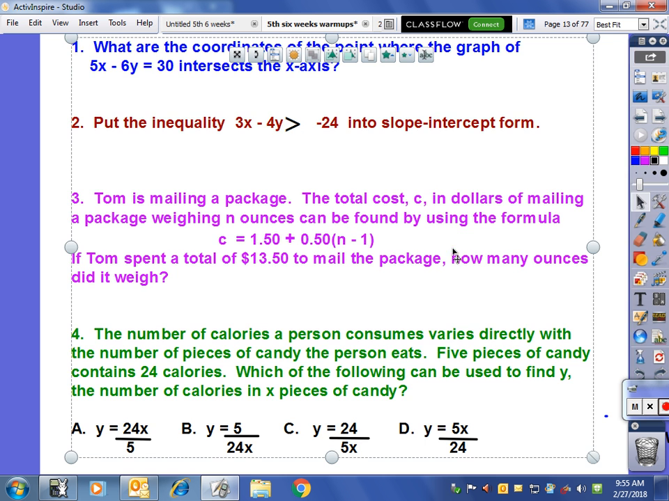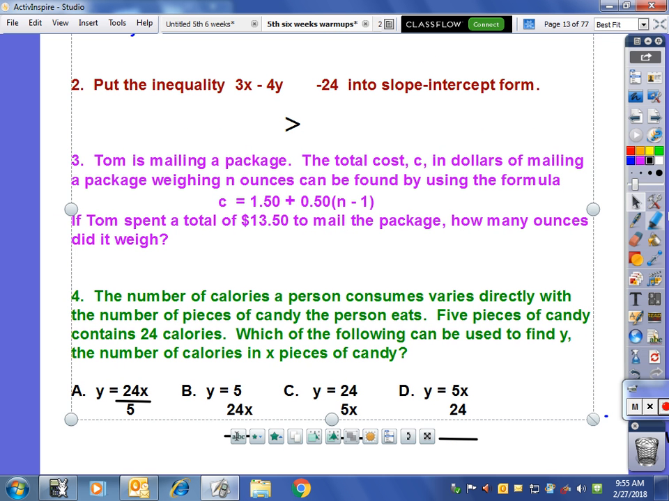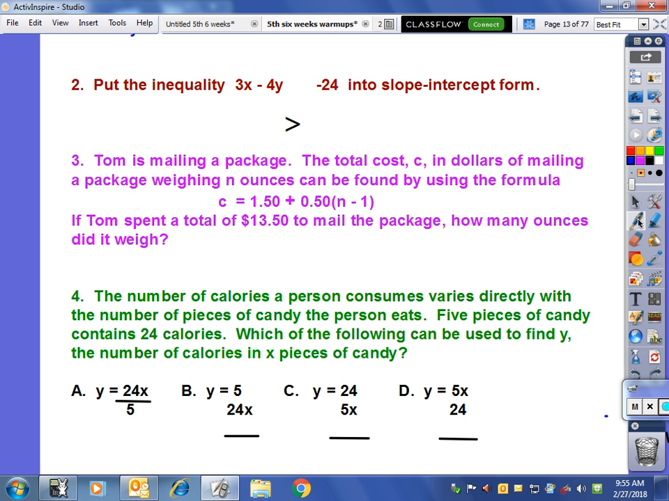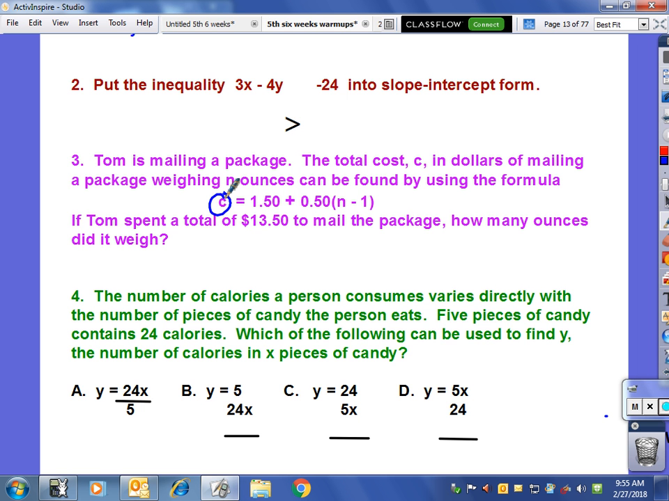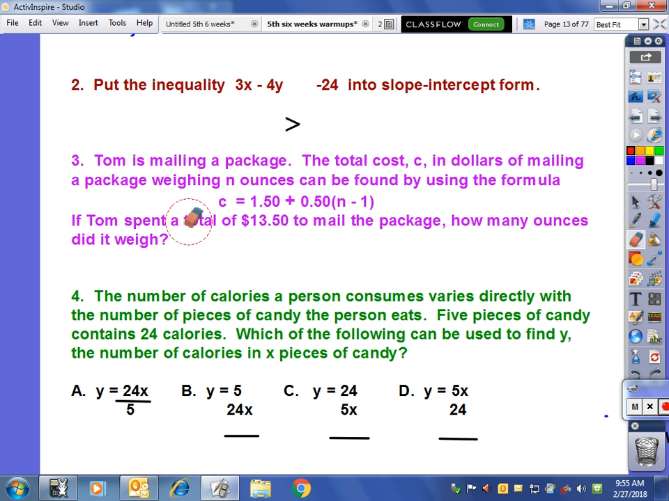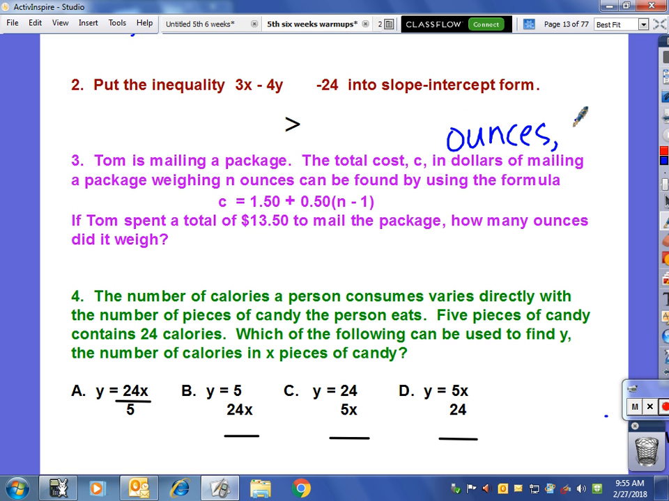Okay, they give you this weird-looking equation. What do you think C stands for? What do they tell you it stands for? Cost. I didn't really write the whole problem because I ran out of space, but I think they did tell you what N stands for as well. Guess what N stands for? The number of ounces. So you're putting in ounces and you're getting back cost, because the cost to mail your package depends on how much it weighs.